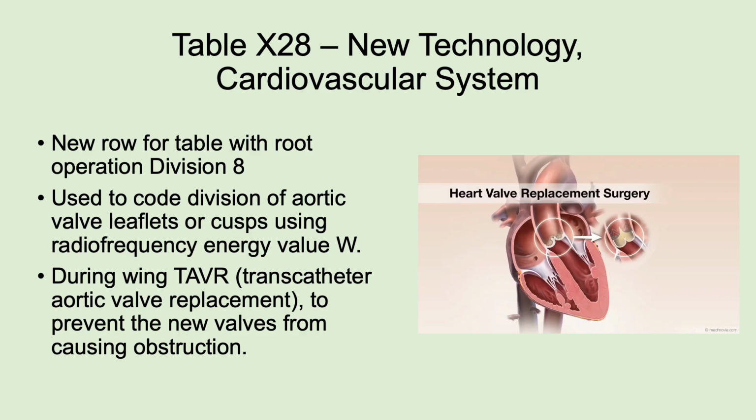This is X28, also a cardiovascular system, but this time it's division. It's a new row for the table, division value 8, and this is used to code division, separation of the aortic valve leaflets or cusps using radiofrequency energy, and this is value W. Why are you going to do this? Well, when you're doing transcatheter aortic valve replacement, you want to prevent the new valves from causing obstruction. So they divide them up so they can't cause obstruction again.